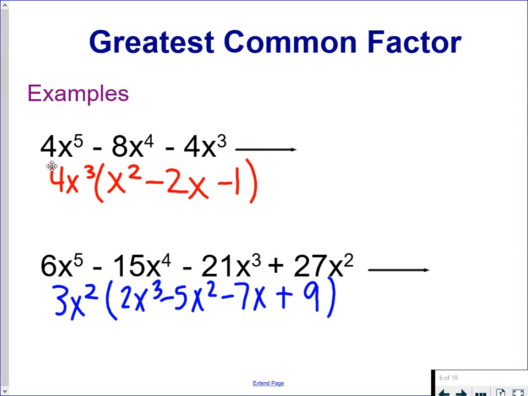So then the question always becomes, can I factor x squared minus 2x minus 1 further? Well, there aren't any factors of negative 1 that give me negative 2. And then down here, I can't factor that either. But you always want to double check if you can factor something further.